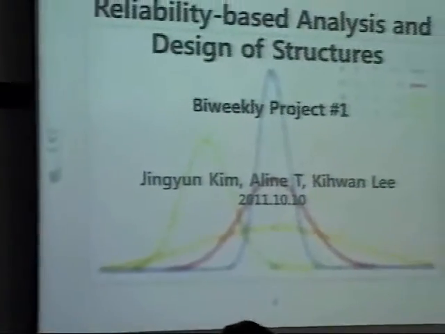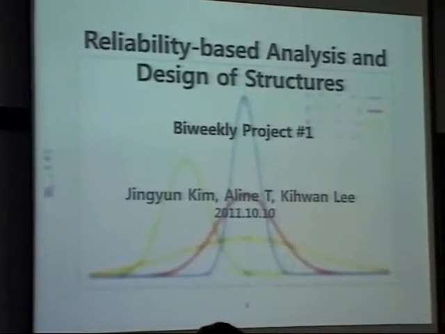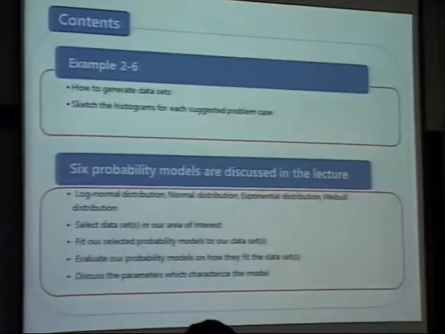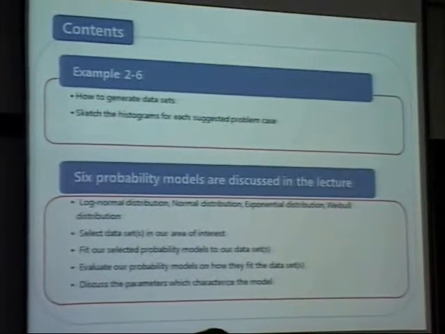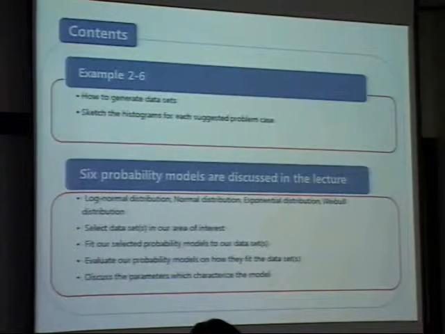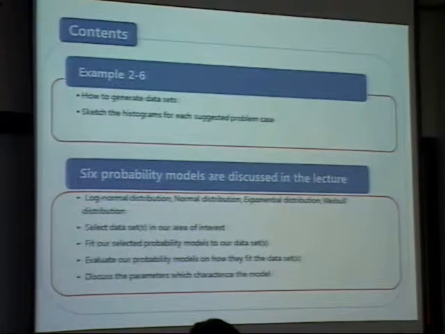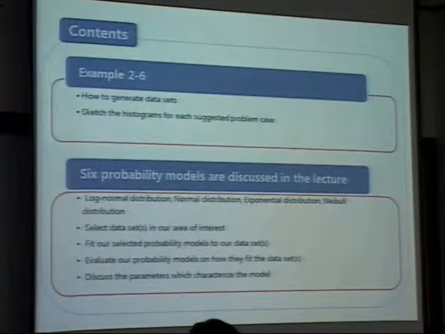Actually, the two teams already talked about example 2.6, so I will quickly skip the result. I will just briefly explain the simple theory here. And the last one is the 6 probability models discussed in our lecture. Actually, there are many probability models, but we chose the log normal distribution, normal distribution, exponential and Weibull distribution. At first, we chose three: log normal, normal, and exponential.